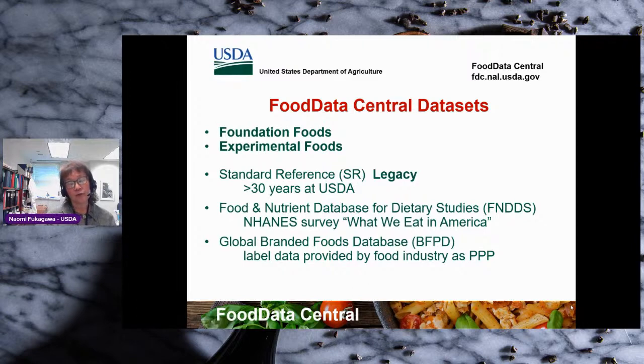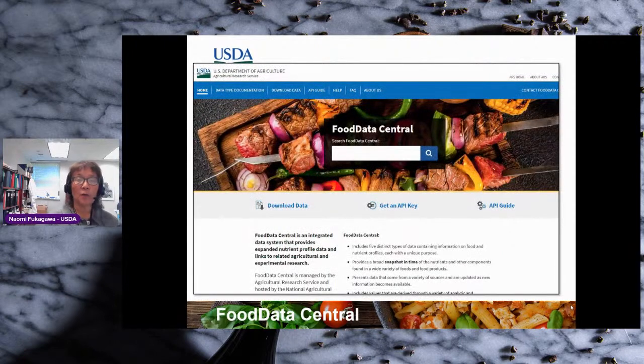Secondly, we have the Food and Nutrient Database for Dietary Studies, which is FNDDS, which is the NHANES survey, what we eat in America, presenting foods for every 2 years of what people in the US are consuming. And finally, our newest data set, which was released in 2016, is the Global Branded Foods database, which are label data from foods that are on the market that's provided by the food industry and is supported through a public-private partnership. So this would be the home page that you'd see on our new USDA Food Data Central, which, as I said, was released in 2019.